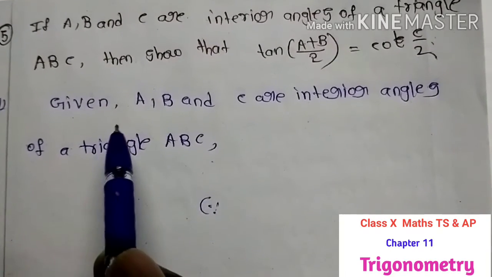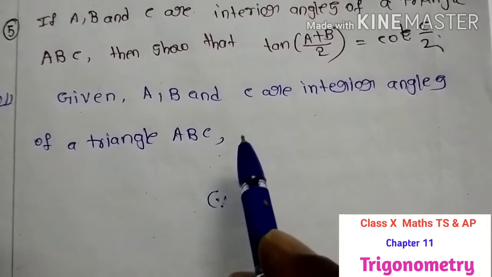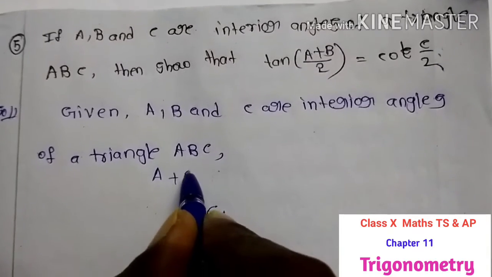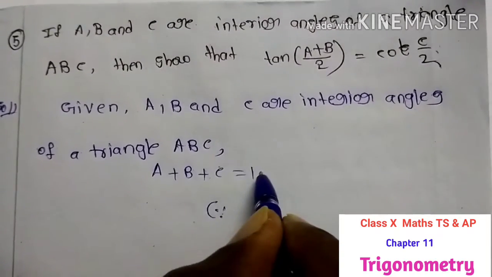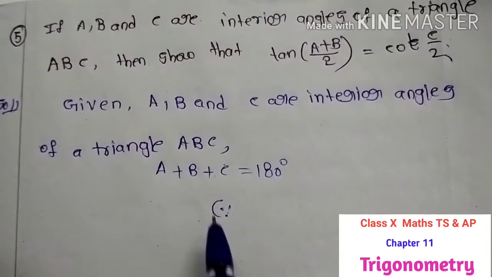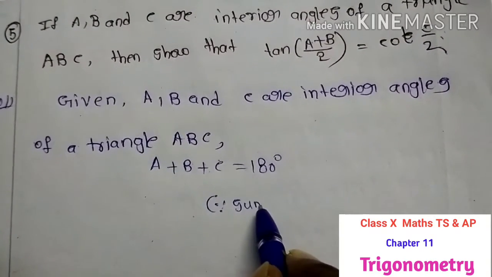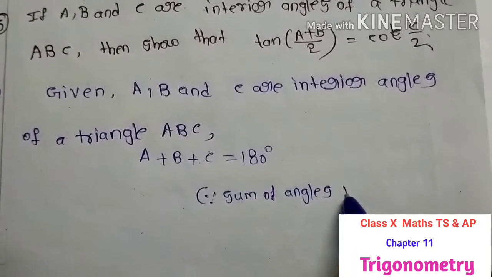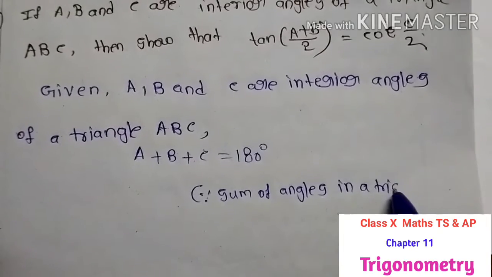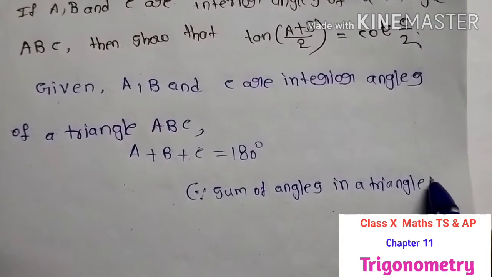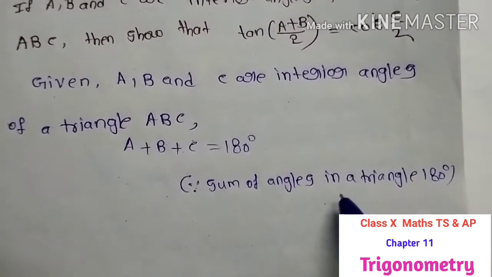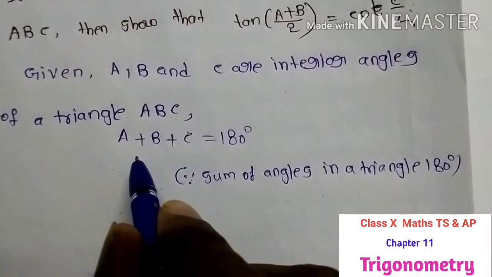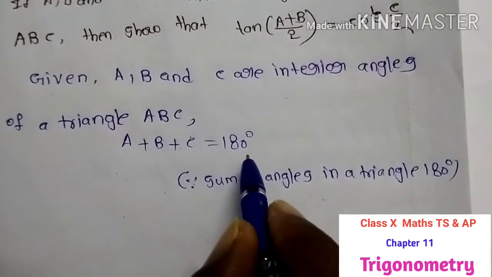First of all, I am writing here: given A, B, C are interior angles of a triangle ABC. So can I write here A plus B plus C is equal to 180 degrees or not? Yes. Why? Because the sum of angles in a triangle is 180 degrees. This is the angle sum property of a triangle. Angle sum property of a triangle means the sum of the interior angles in the triangle is equal to 180.